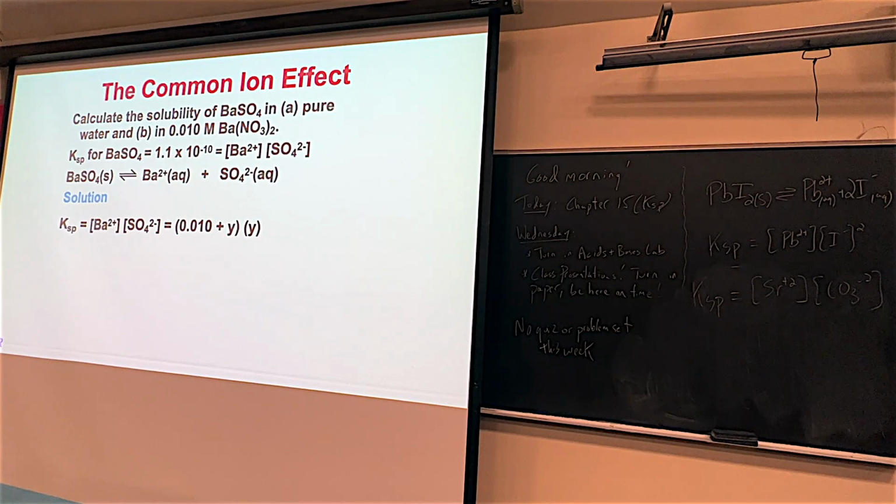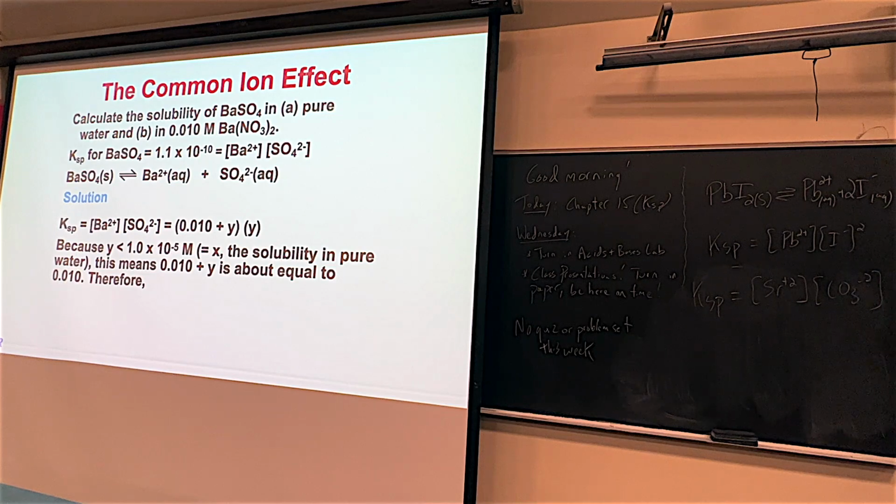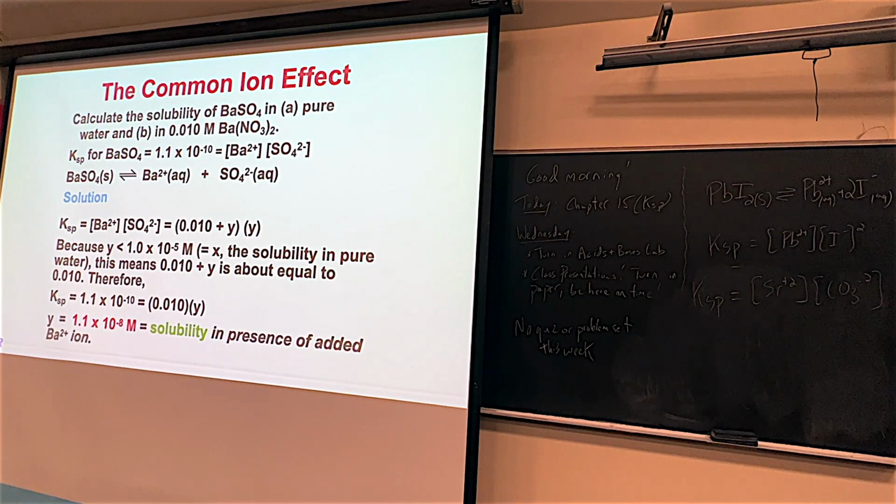So if you want to use the solve button on the quadratic, you absolutely can, but I would just pull that little Y out. It was already too small to make a difference relative to this number, and we're predicting it's going to go down even more. So if you pull the Y out, this problem becomes a heck of a lot easier. KSP equals just 0.010 times Y. And if you solve for Y, KSP divided by 0.010, you get 1.1 times 10 to the minus 8.